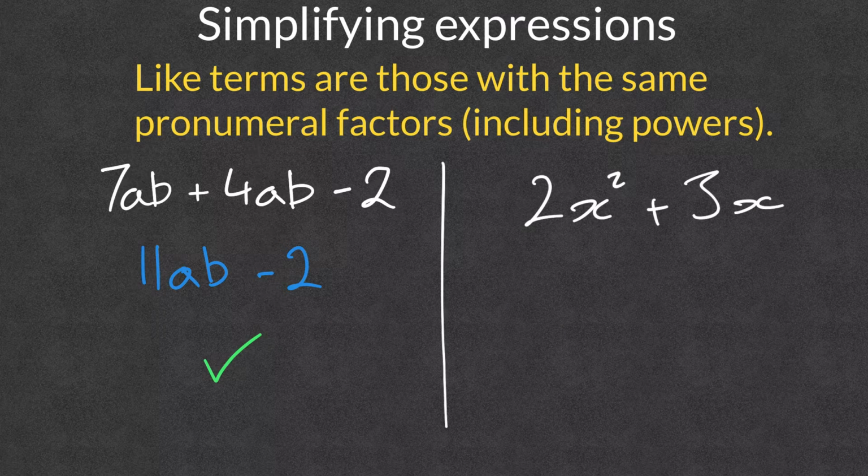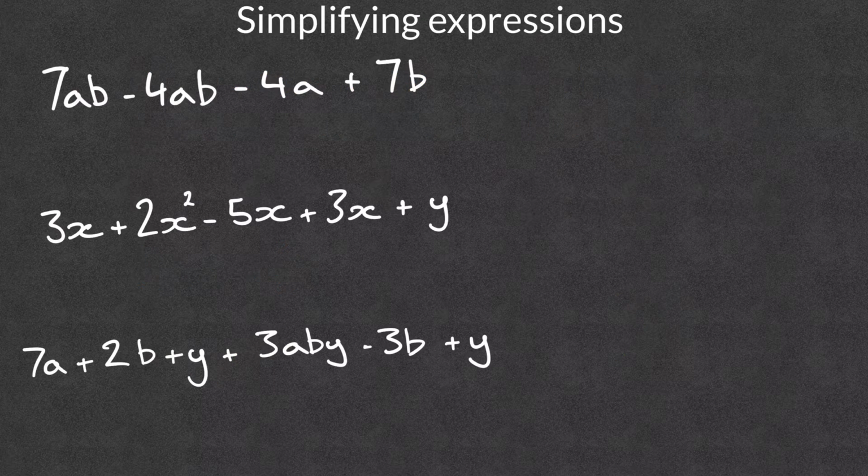Now on the right hand side, we have 2x squared and 3x. Now you might notice they both have x as a factor, except they don't have the same power. So this x here is squared and this x is to the power of 1. That's not written there, but any pronumeral without a power is just assumed to be to the power of 1. So they don't have the same pronumeral factor. So that expression is already simplified. We can't do anything with that. So pause the video now, try these couple by yourself, and I'll go through them.